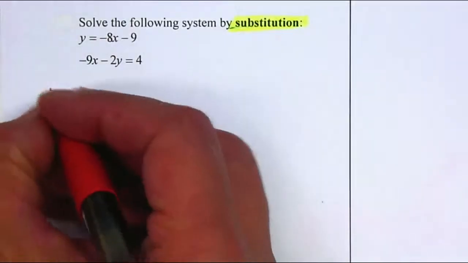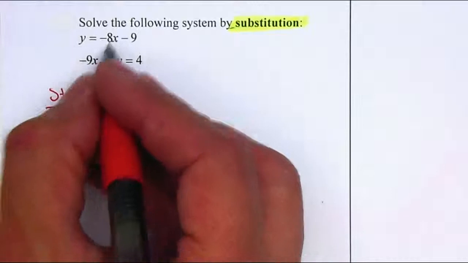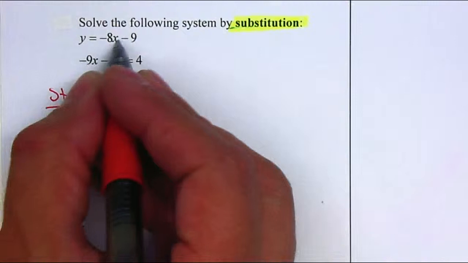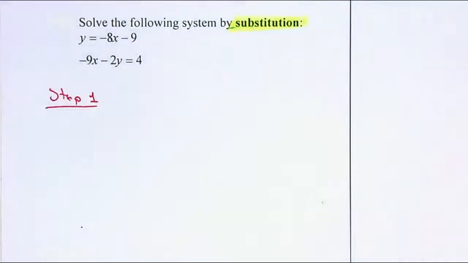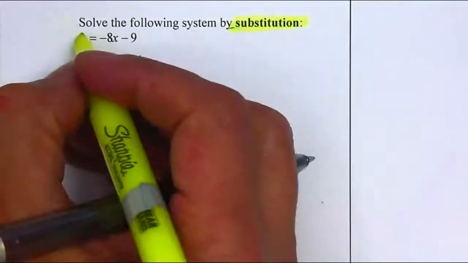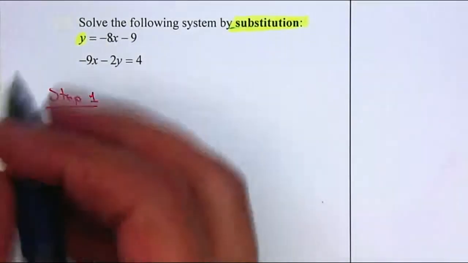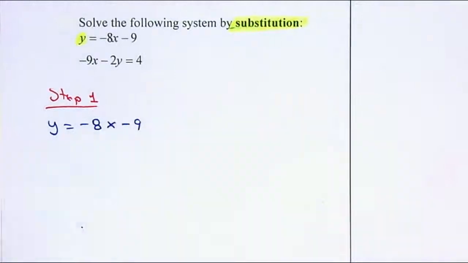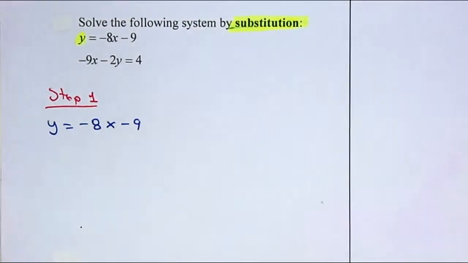Remember, step 1, you want to select a variable that's by itself. Basically, the coefficient is 1. And it can be the x or the y. And you want to solve for the variable. So in this case, we want to solve for y. So let's write that equation. Y is equal to negative 8x minus 9. I want to solve for y, but it's already done for you. So step 1, it's already done for you.